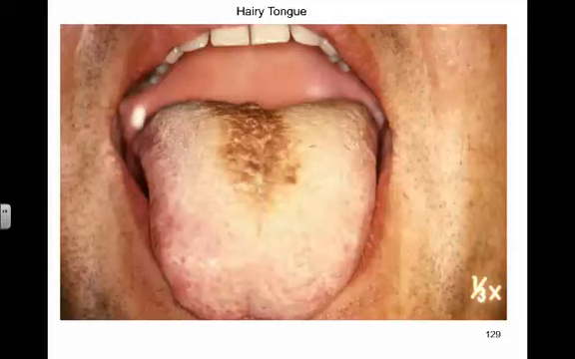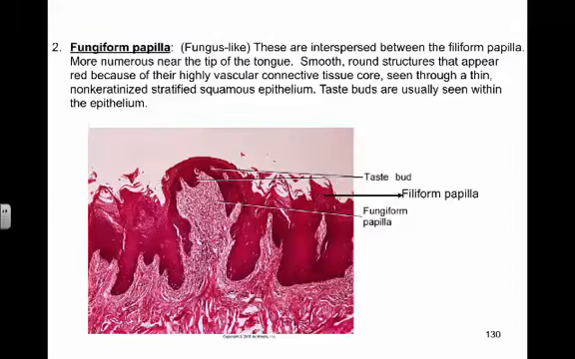Have you ever seen a hairy tongue before? Do you know one disease that does produce hairy tongue? I'll give you a hint. It's three words. The first two words are hairy tongue. What's the third? Leukemia. As a side result of leukemia, you begin to see a number of different conditions. Fungiform papillae are fungus-like, as you know, and they're usually found between the filiform papillae.